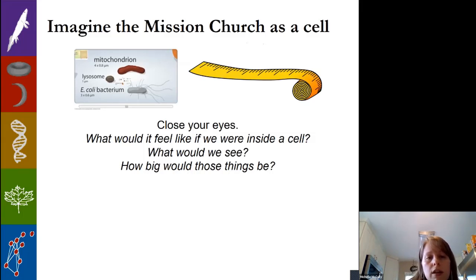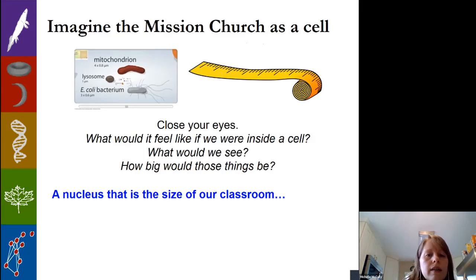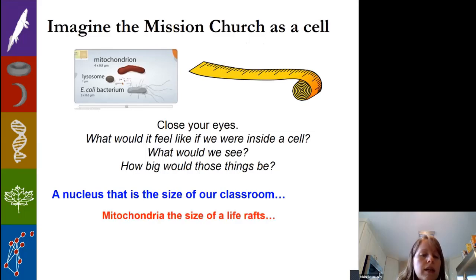So if you imagine that you are in the Mission Church, let's think about how big some of the things inside the cells might be. The nucleus could be the size of a classroom inside the Mission Church. The mitochondria would be kind of like a life raft, like one of those big blow-up floaty ones. You could imagine one of those floating on by. The ribosomes are much smaller. They'd be like the size of golf balls, little machines, like a little golf ball Pac-Man running around looking for RNA molecules to translate into proteins.